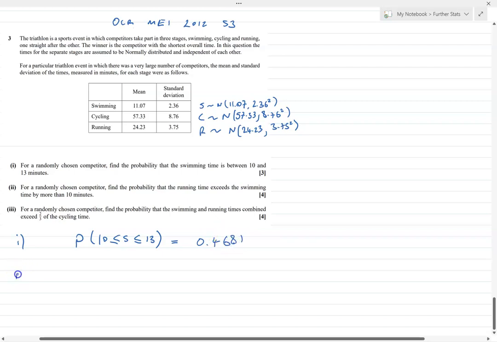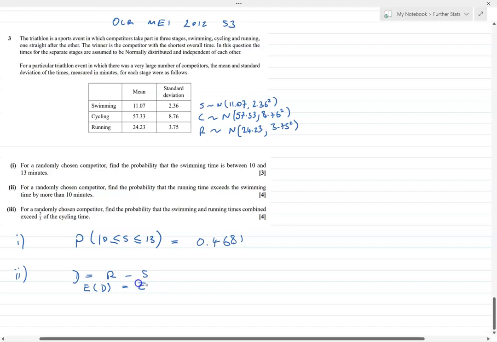Right, now this is the main bit, which might be the kind of thing we need to look at in terms of combining the random variables. Well, basically it says find the probability a chosen competitor's running time exceeds the swimming time by more than 10 minutes. So let's call the running time R. Let's call D, for difference, the difference between their running time and their swimming time. Then we just use expectation algebra.